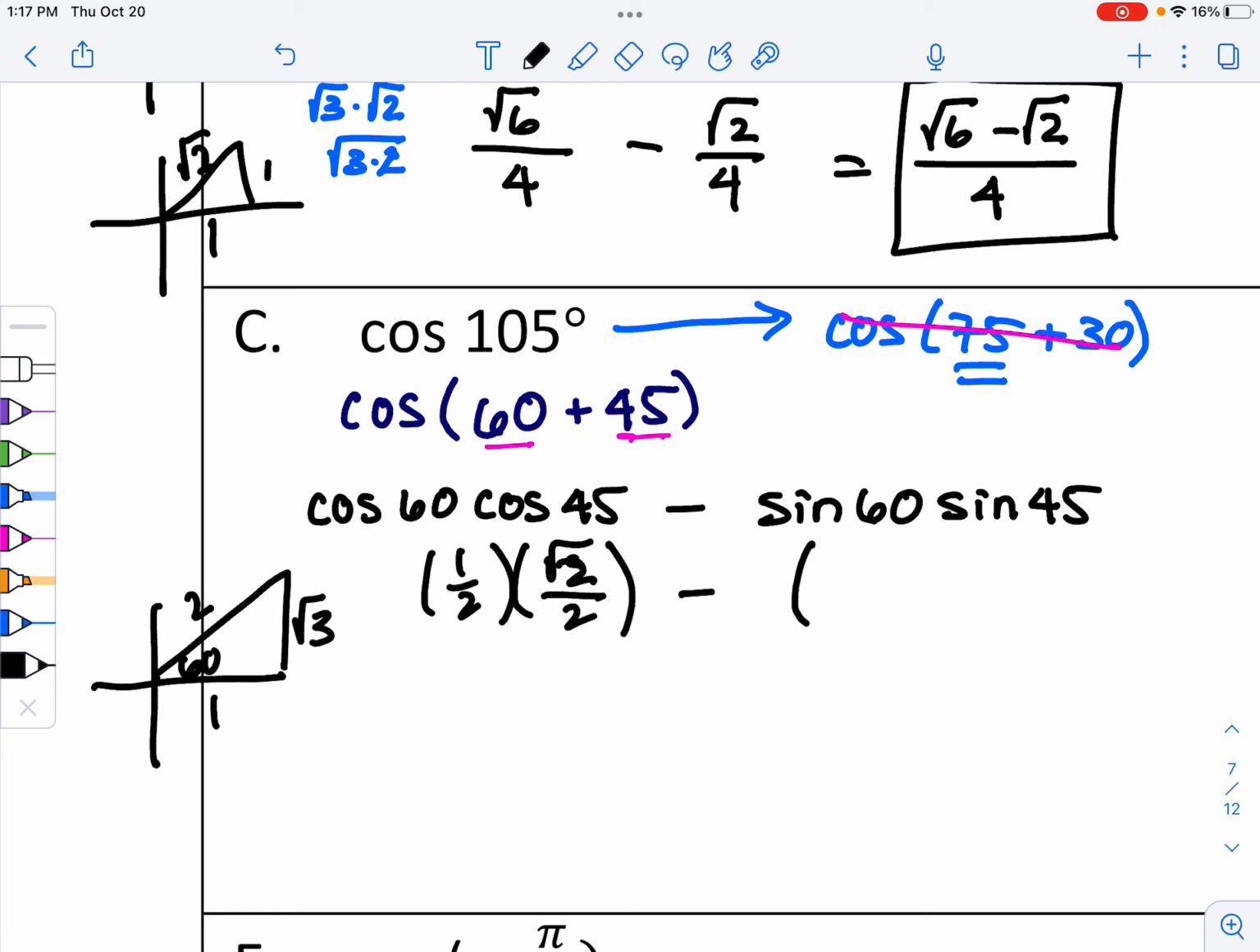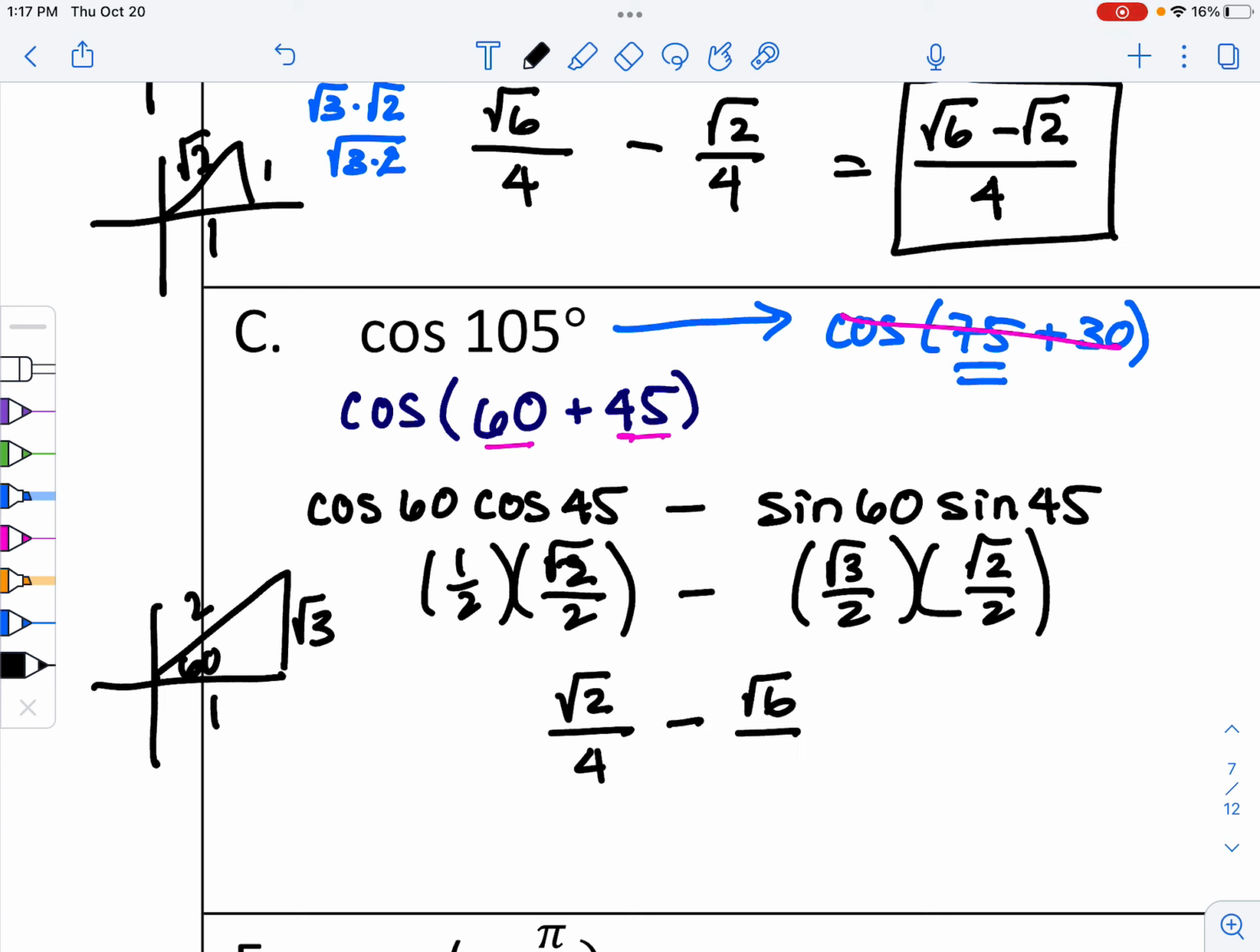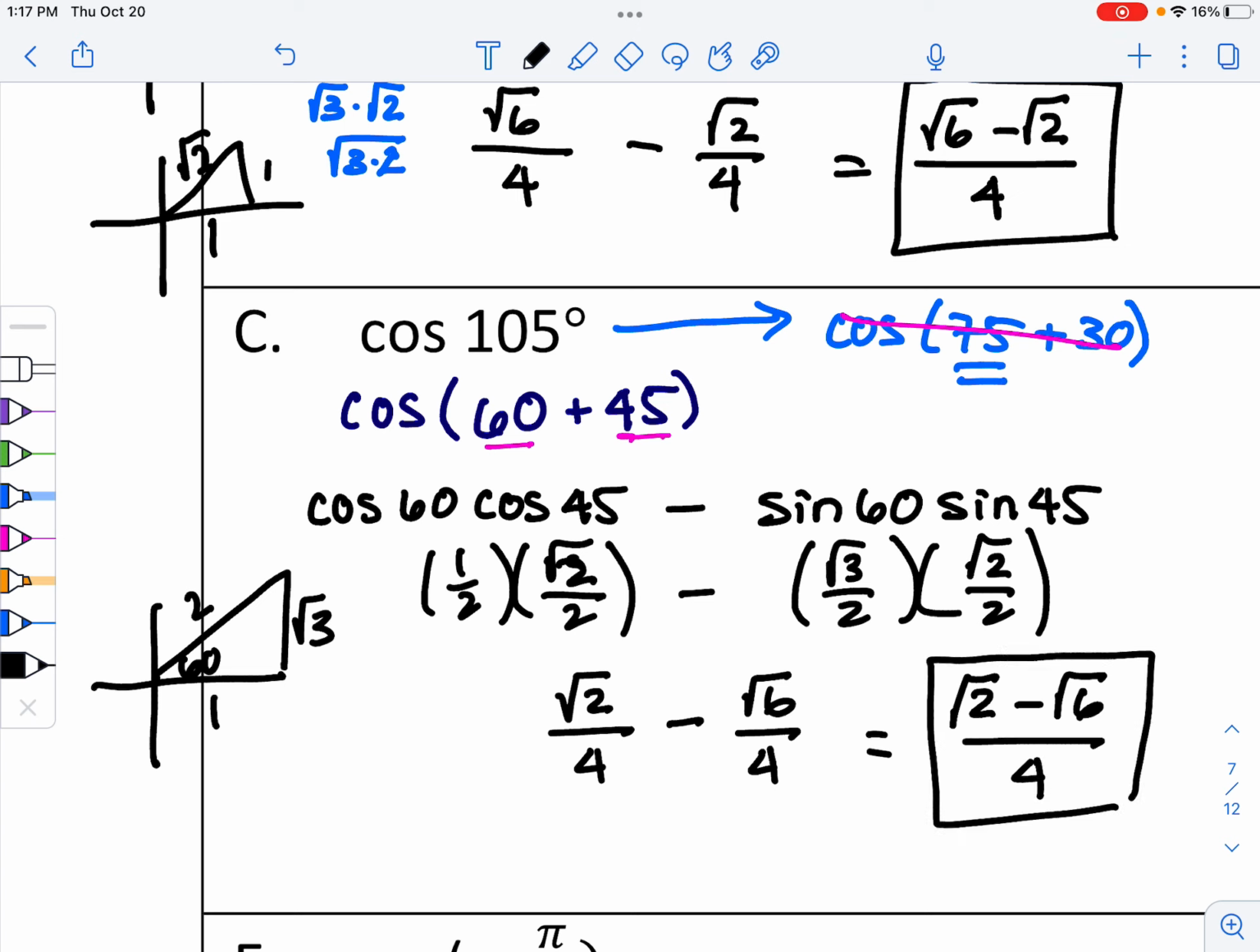Minus sine of 60 is square root 3 over 2, and sine of 45 is root 2 over 2. We multiply fractions straight across, so root 2 over 4 minus root 6 over 4. Combine like terms, and I get a final answer of square root 2 minus square root 6 all over 4.